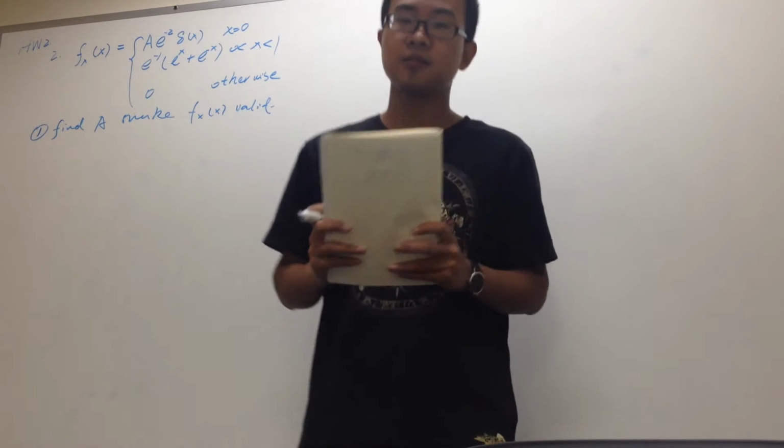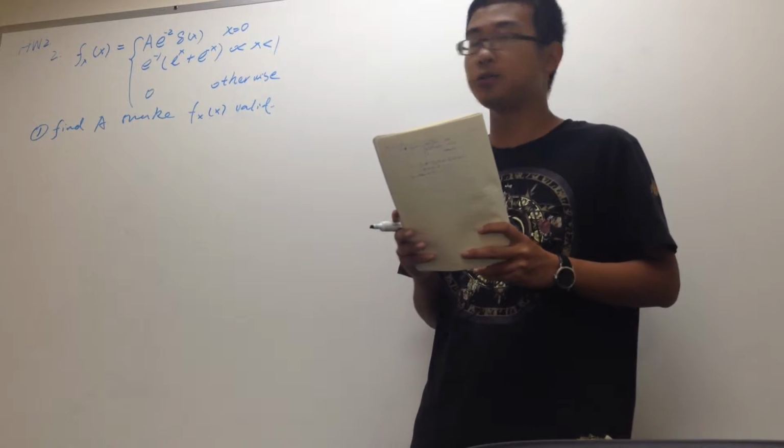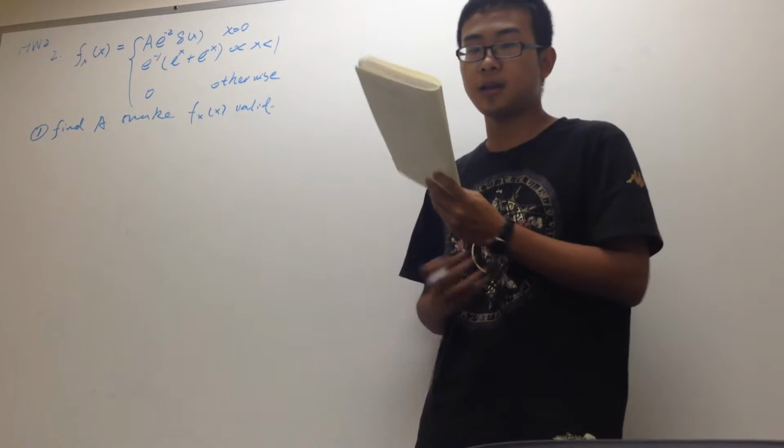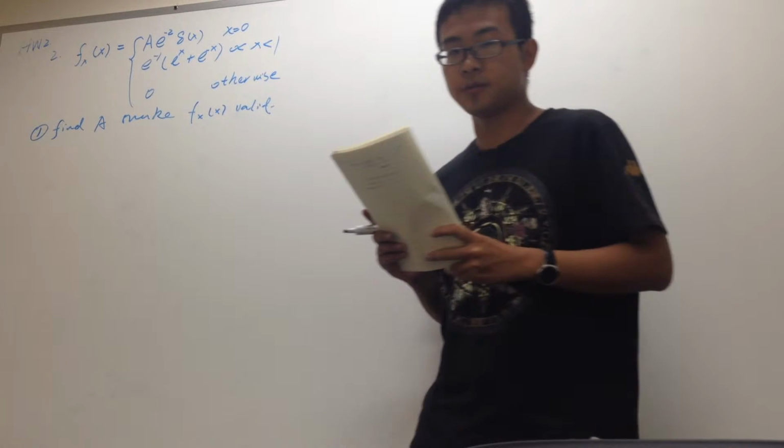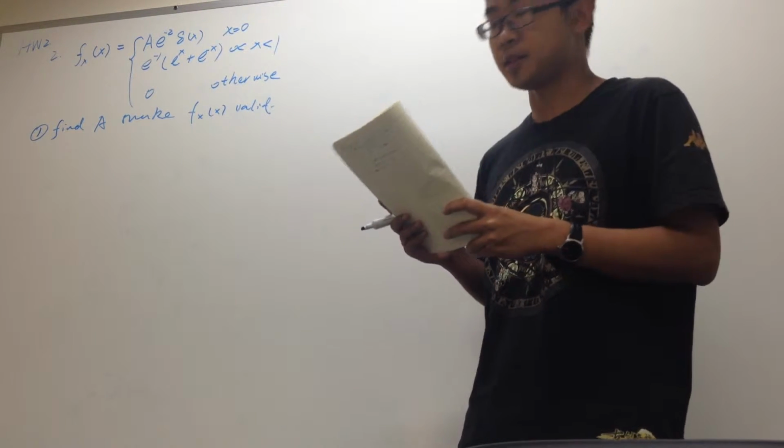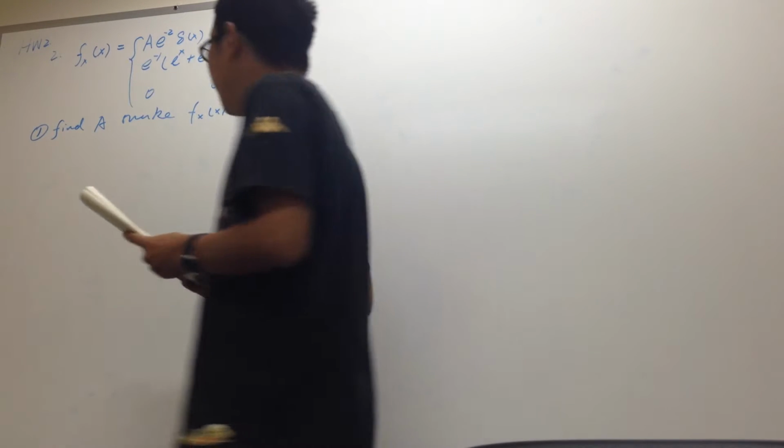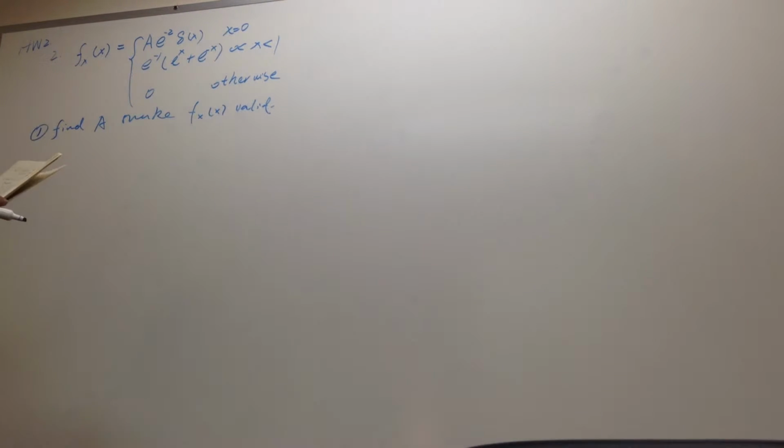Okay, this is Zhen Fengzhen, and I'm going to do homework 2, question 2. This is the second question for probability and stochastic processes. Okay, let's begin. In this problem, we have this function.